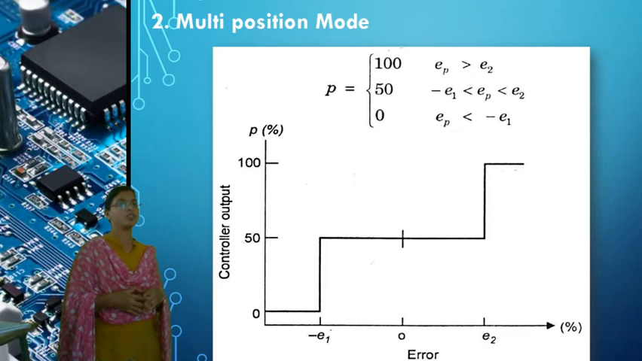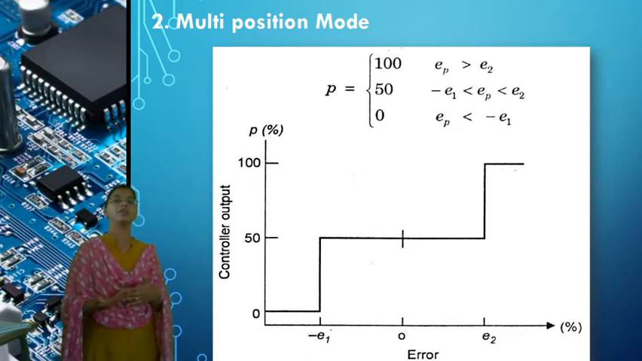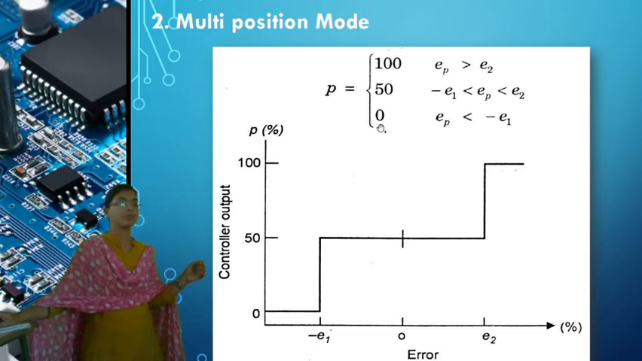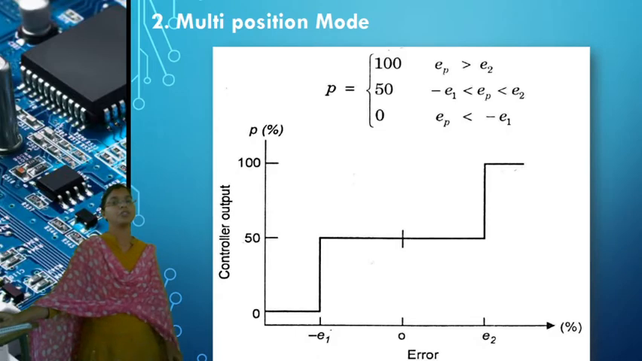What is meant by multi position? In the two position control system, we took only 0% and 100%. Here, in between, we take other controller output positions. You can observe that initially 0% and 100% are there, and in between we take 50%. This is an extra controller output. With only two positions, it is called a two position controller mode; with more than two positions, it is called a multi-position controller.